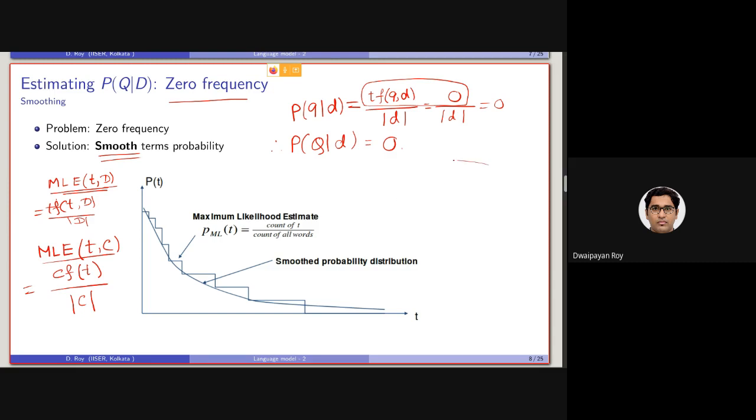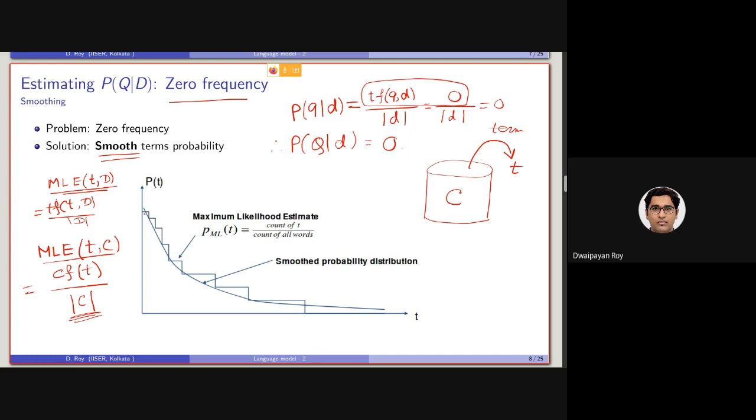Now here again I will be doing the same thing. Here the urn, instead of a document, is basically a collection. So if I draw a ball, what is the likelihood that I will be observing T? Following the maximum likelihood estimate, it will be the collection frequency of the term, which is the number of times this term occurs in the whole collection, divided by the number of terms in the collection. Note that this is not considering only the unique terms; it is all the terms, including the repetitions as well.